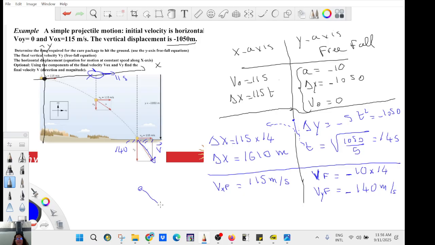So the final velocity here has two components. It has a forward component, 115, and a downward component, 140. So it's not on scale. I should do something like this. So using geometry, how could you find that velocity here? Pythagorean theorem. So if I want to find the final speed, which is a scalar, and don't worry, we will have to go over vectors.